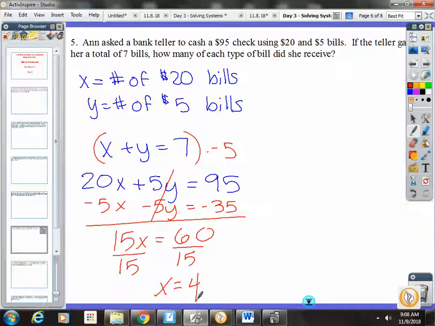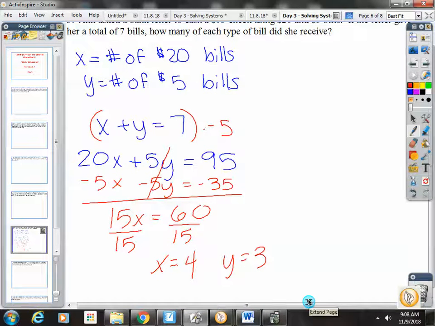Now, we should really do quick and easy math in our brains here to figure out the number of $5 bills. How many $5 bills are there? 3. Because there were a total of 7, right? 4 of which were 20s. So y has to be 3. Now, is that true? Obviously, 4 plus 3 is 7, so I know it works for the first equation. 4 times 20, that would give me $80. If she had 3 5s, that would give me $15. Is that a total of $95? Yes, so I know that those answers are correct.